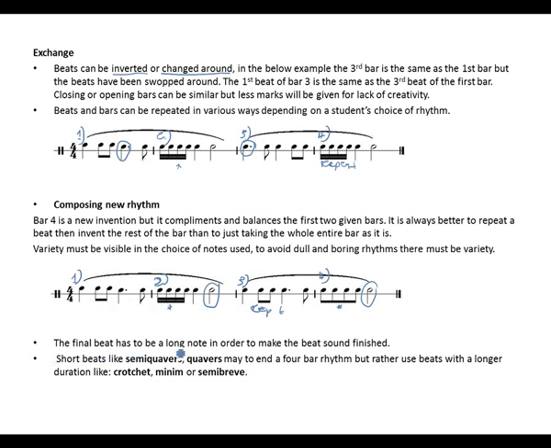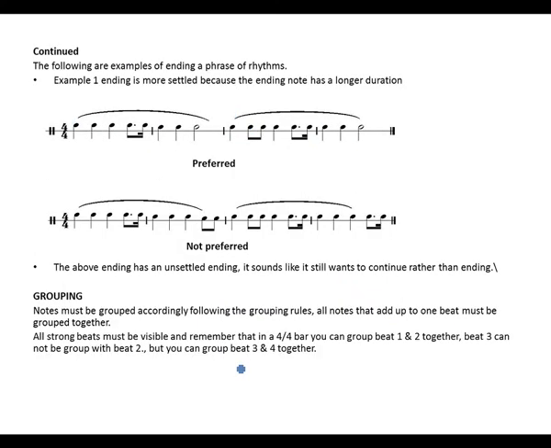The final beat has to be a long note in order to make the rhythm sound finished. A minim is long enough to make it sound finished. Short notes like quavers should not be used to end a 4-bar rhythm, but rather use beats with a longer duration like crotchets, minims, and semibreves. The following are examples of ending a phrase of rhythms. Example 1, the ending is more settled because the ending note has a longer duration. As you can see, it ends with a minim. This one is not preferred because it ends with a shorter duration. The above ending is unsettled. It sounds like it still wants to continue rather than ending.